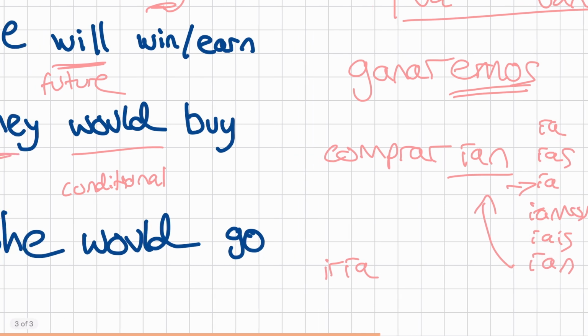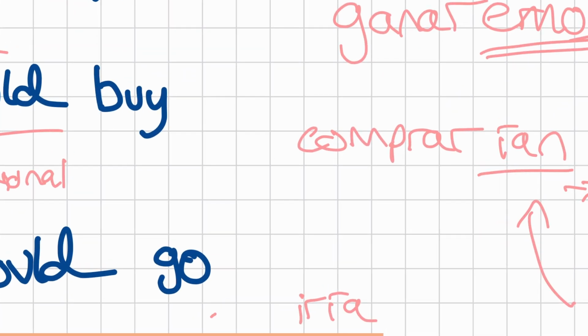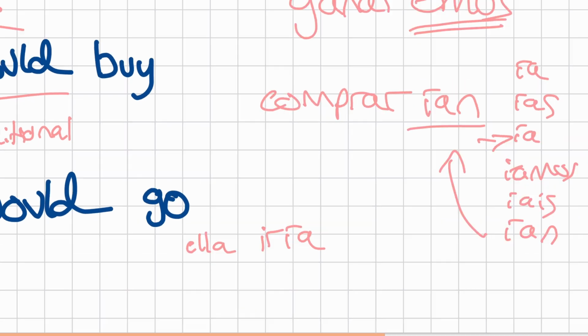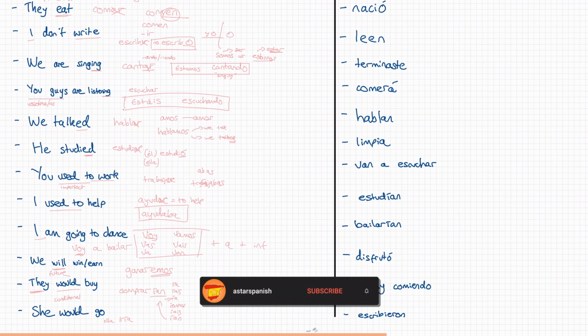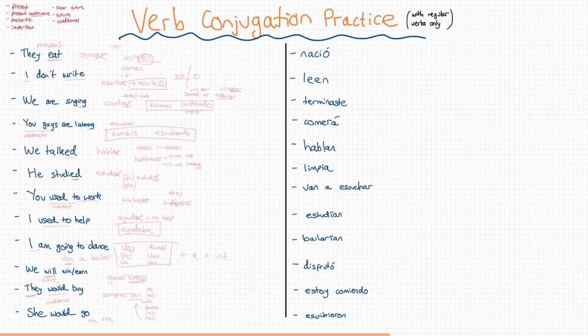So she would go is iría, the same as he would go as well. Again, you can have ella at the front to make it specifically she, ella iría, or just iría. Okay, those are all the English ones. We've gone through these tenses up here. Let's now do some Spanish into English.